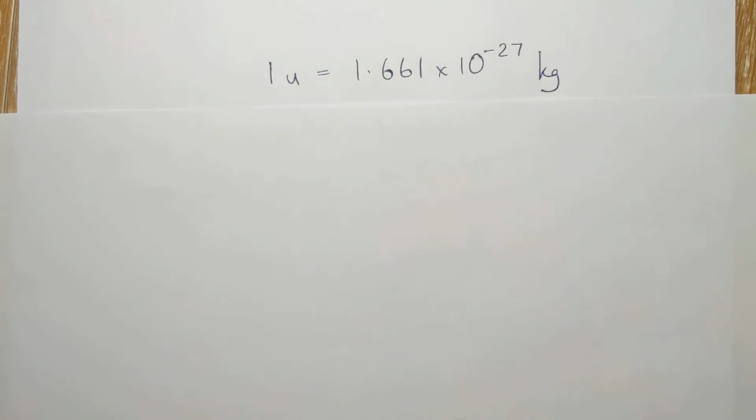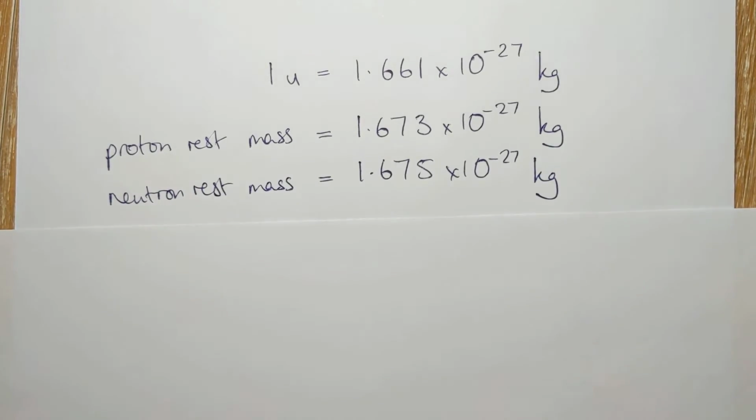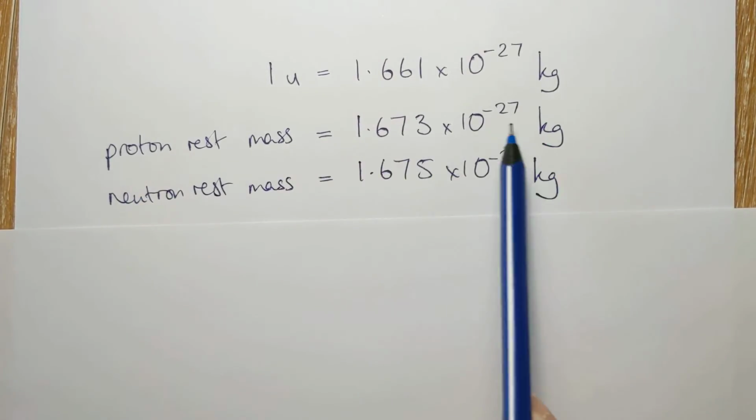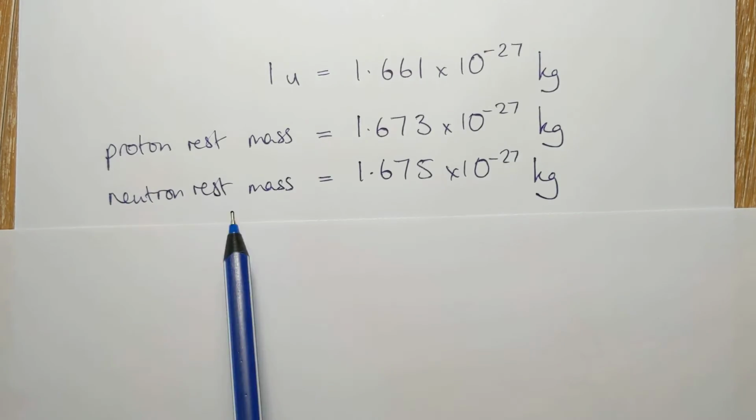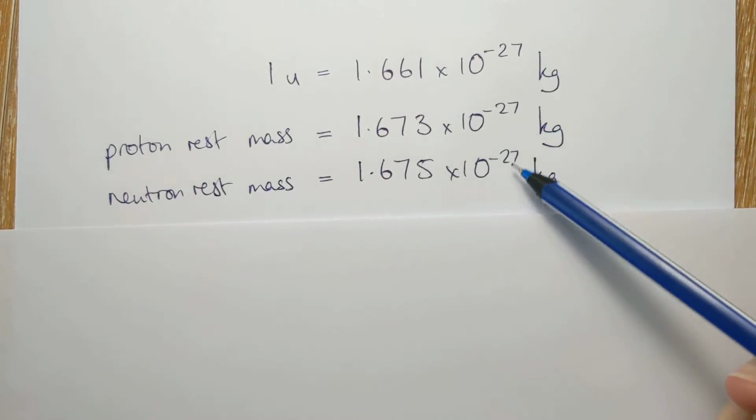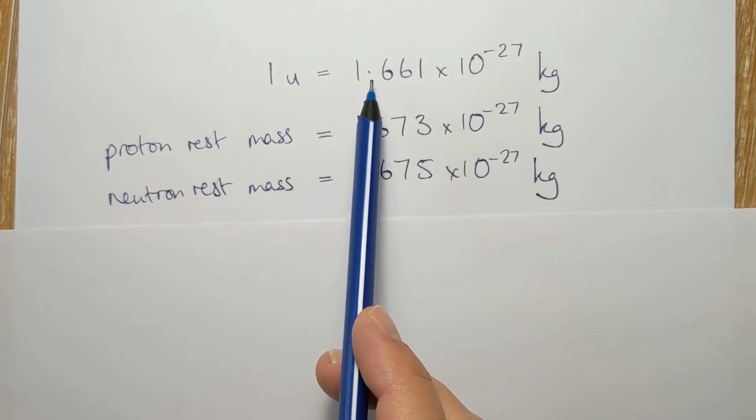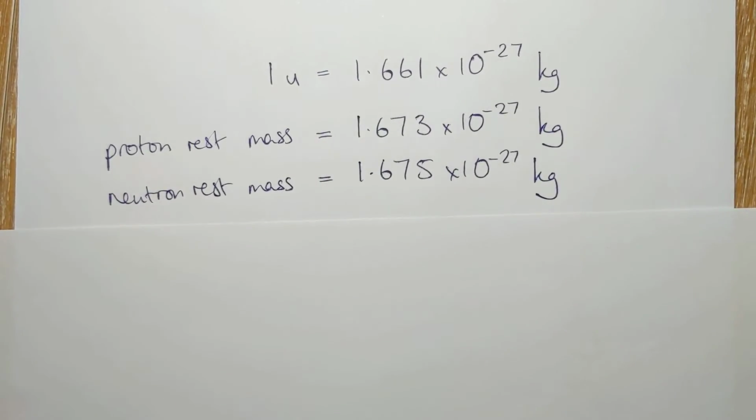Now, if you look at your formula sheet, you will find these values for the proton rest mass and neutron rest mass. These are the masses of a proton and a neutron when they're outside the nucleus. So a proton on its own has that mass, and a neutron on its own has that mass. And you'll notice that if you average these, you do not get that. And so that leads us nicely onto our next video today on binding energy.